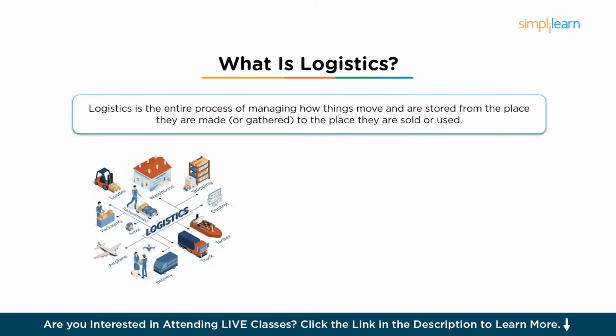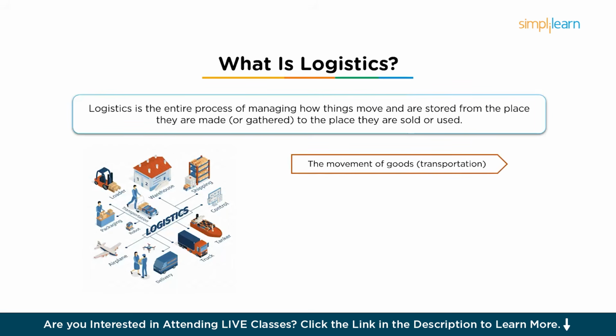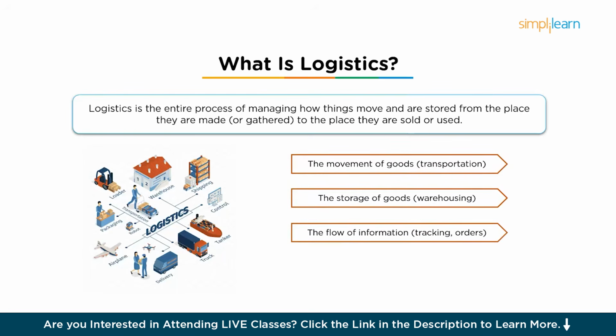So logistics is the entire process of managing how things move and are stored from the place they are made or gathered, you can say, to the place they are sold or used. It includes planning, implementing, and controlling the movement of goods, which is transportation, the storage of goods, which is known as warehousing, the flow of information, which is tracking of orders, and the flow of money, payments, and invoices.